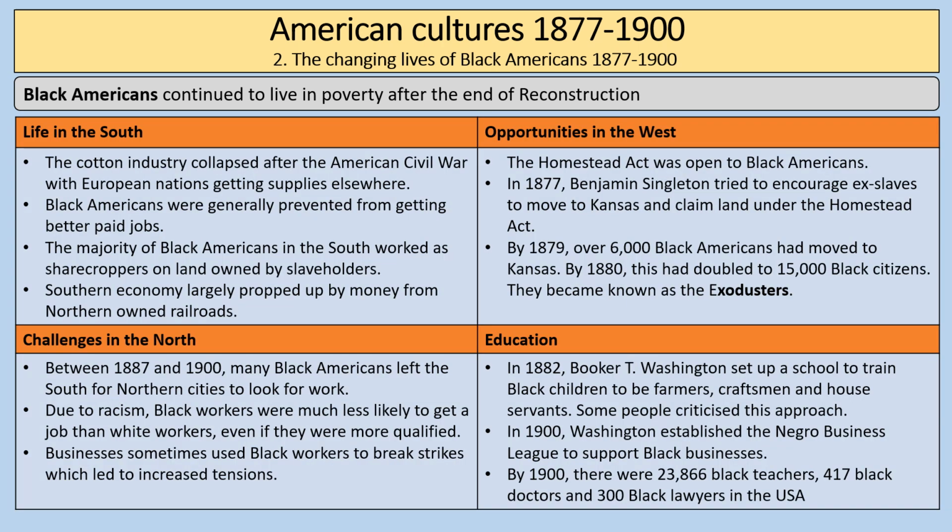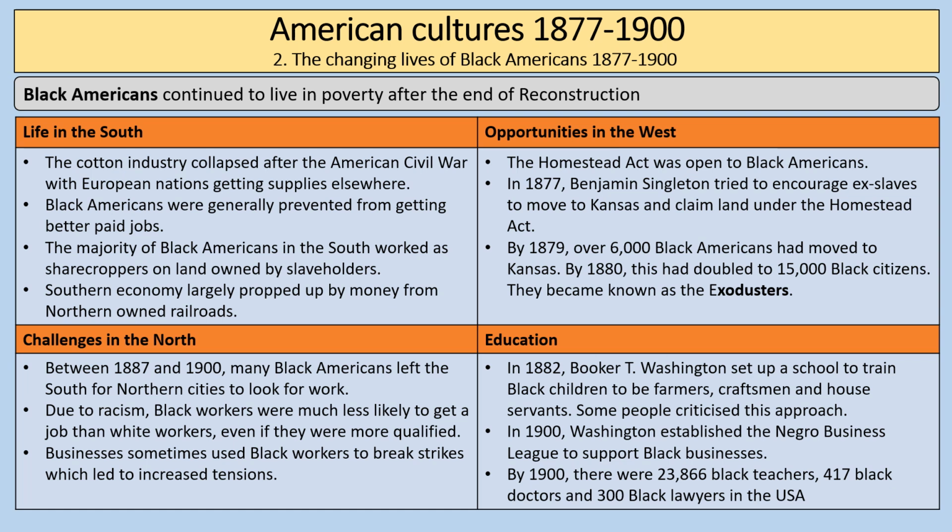Okay, so Black Americans continued to live in poverty after the end of the Reconstruction era. In the South, the cotton industry collapsed after the American Civil War, with European nations getting supplies from elsewhere. Black Americans were generally prevented from getting better paid jobs. The majority of Black Americans in the South worked as sharecroppers on land that had been owned by slaveholders. The Southern economy was largely propped up by money from Northern-owned railroads.